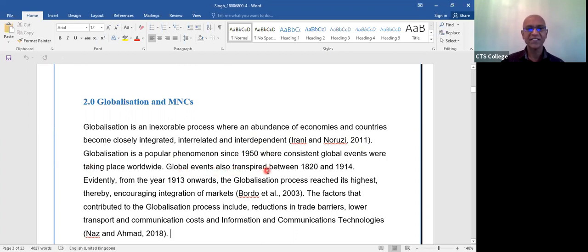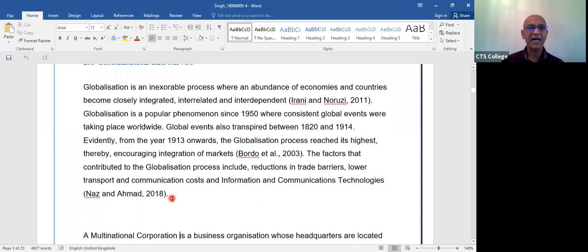Global events also transpired between 1820 and 1914. So this student is saying that globalization is not new. It has been in existence centuries ago. Globalization has reached its highest from 1913 onwards. The factors that contribute to globalization include reductions in trade barriers, lower transport and communication costs, information and communication technologies. I think this was adequate.